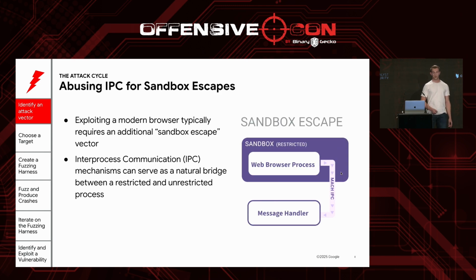The first step here was identifying an attack vector. For this research, I chose to look at IPC and specifically how it could be abused for sandbox escapes. This is not a new technique. It's used very frequently for this purpose. And it's really useful because modern browsers all have a strong sandbox, and so in order to really make use of an RCE in a modern browser, we need that additional sandbox escape vector. IPC mechanisms can serve as a natural bridge between these restricted and unrestricted processes.